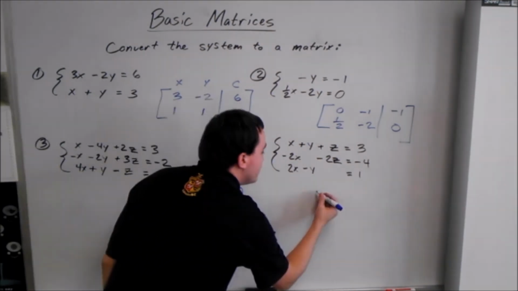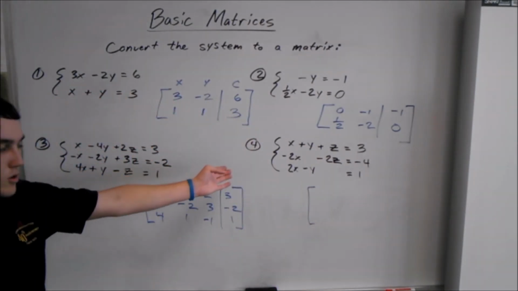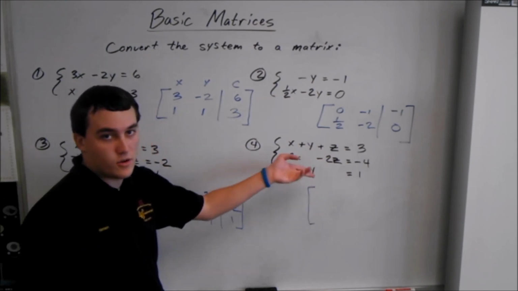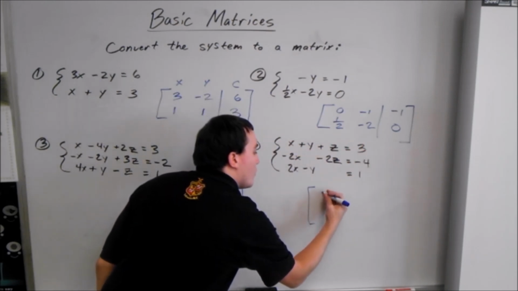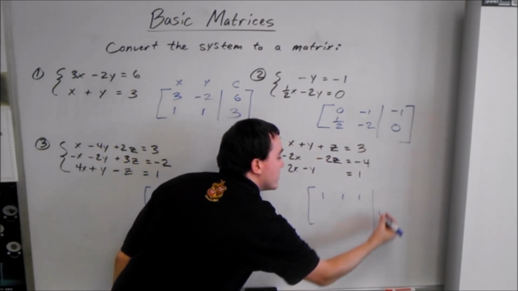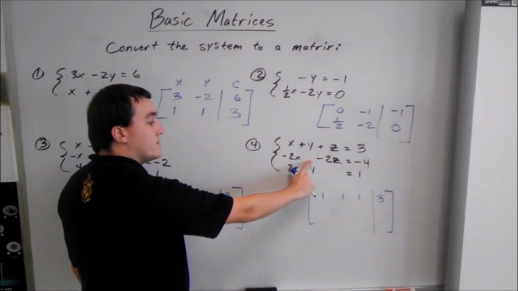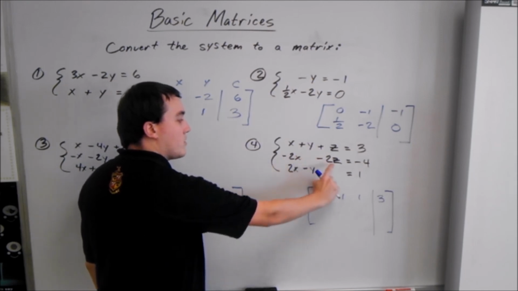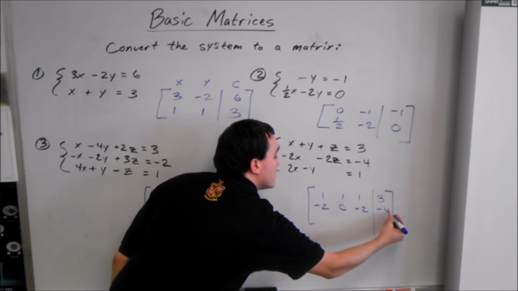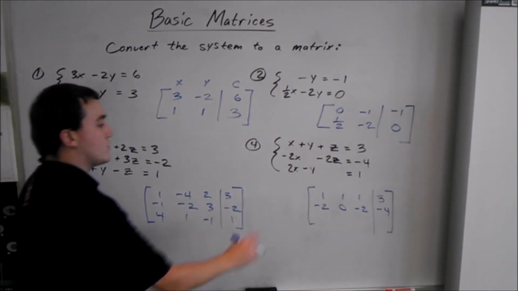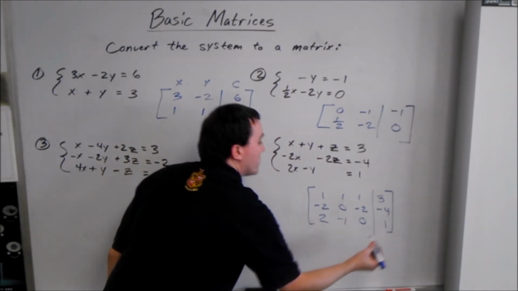And one more. Remember, if the letters don't show up in the equations, that means it's 0, because it would be 0 times y, 0 times anything is 0, so it would go away. So for our first one, we have 1, 1, 1, and 3. Then -2, there's no y, so that means 0. -2, 0, -2, -4. And the last one, 2, -1, 0, and 1.